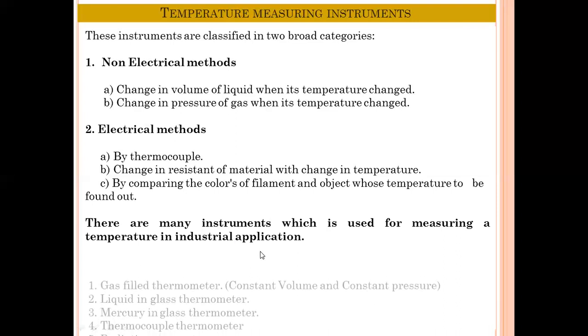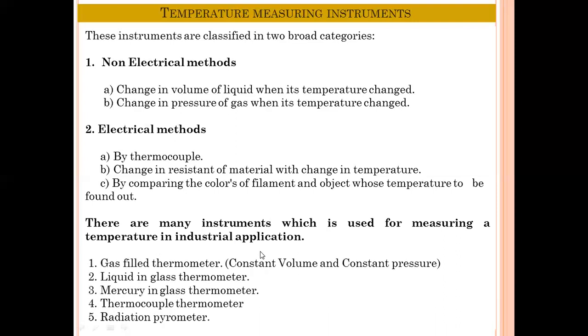These are a few instruments used in industrial applications for the measurement of temperature: gas filled thermometer, liquid in glass thermometer, mercury in glass thermometer, thermocouple thermometer, and radiation pyrometer. These are a few examples with the help of which we can measure the temperature of a particular substance or object. Let us discuss them one by one.